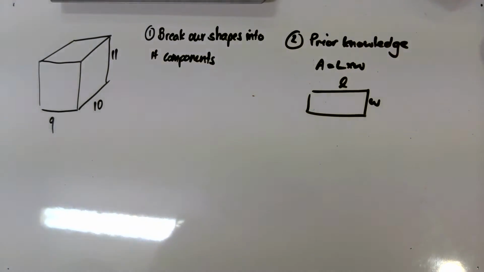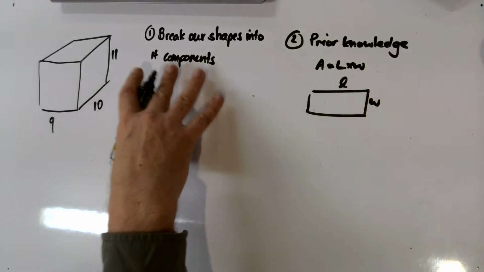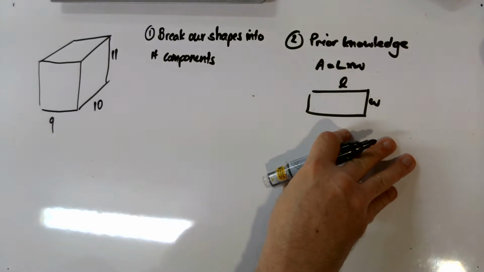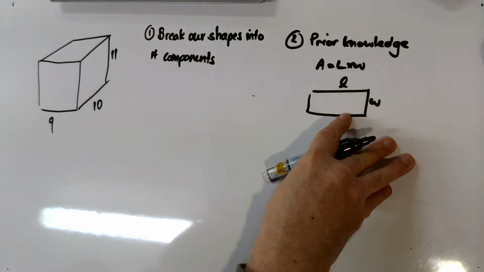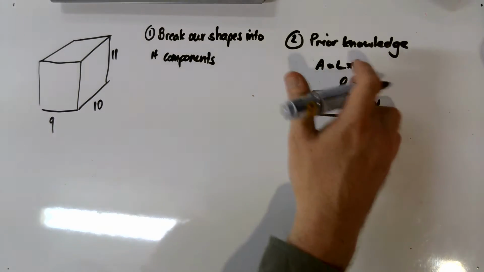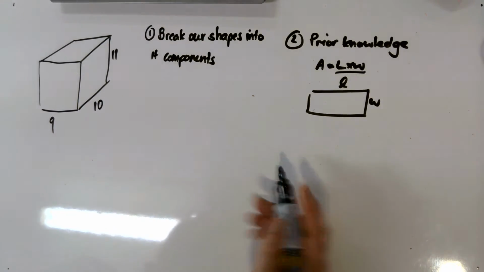We've just got to do two things. So one is we've got to break it down into the shapes that it's made of. And the other one is that we need to know how to find the area of a rectangle. Now if you don't know, I've written it here for you, so that's why it's called prior knowledge. And so we just find the length and the width, and the formula tells us to times these two values together.